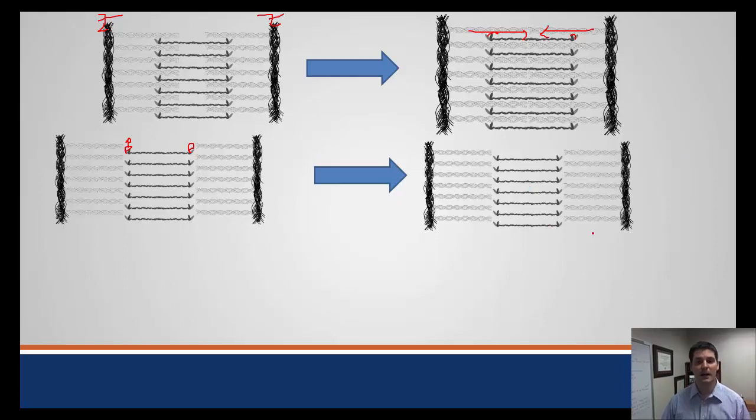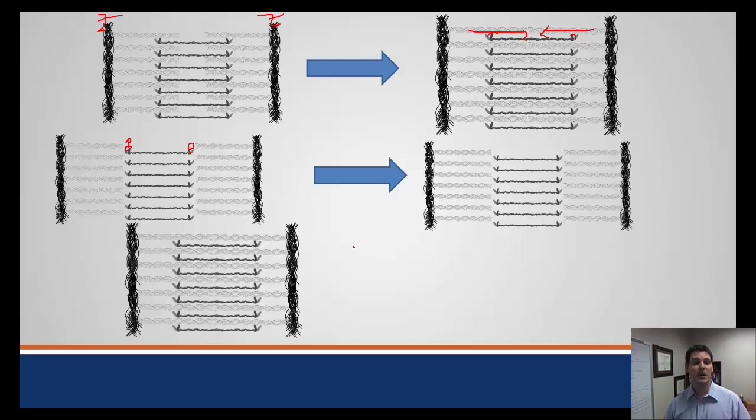I'll note that this is non-physiological. This doesn't happen in any normal healthy muscle, but it's great to demonstrate this principle. On the opposite end of the spectrum, we can take a look at a muscle where the sarcomeres are already compressed and nice and short.